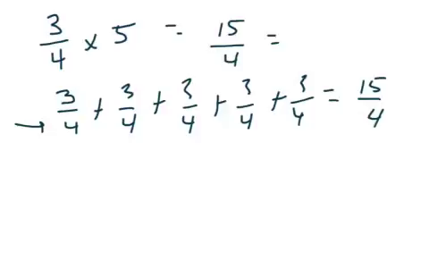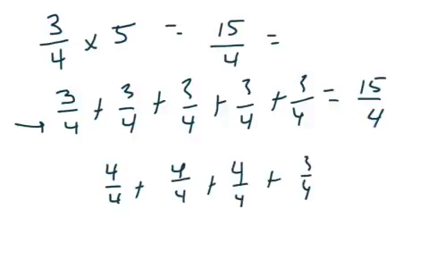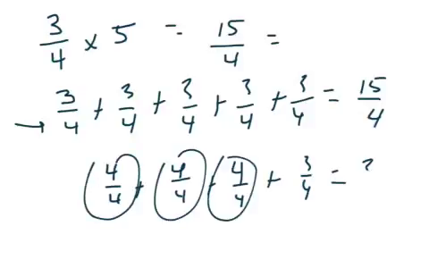And that would be 4/4 plus 4/4 plus 4/4 plus 3/4. So you got 1 whole, 2 whole, 3 whole, 3 and 3/4. So that's also an acceptable answer. 3 and 3/4.